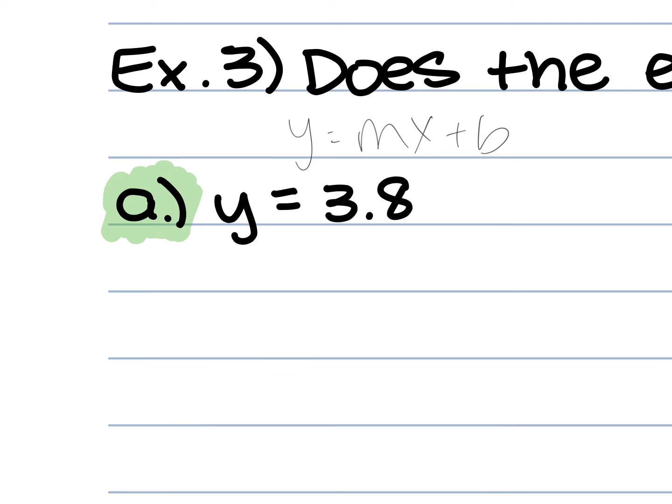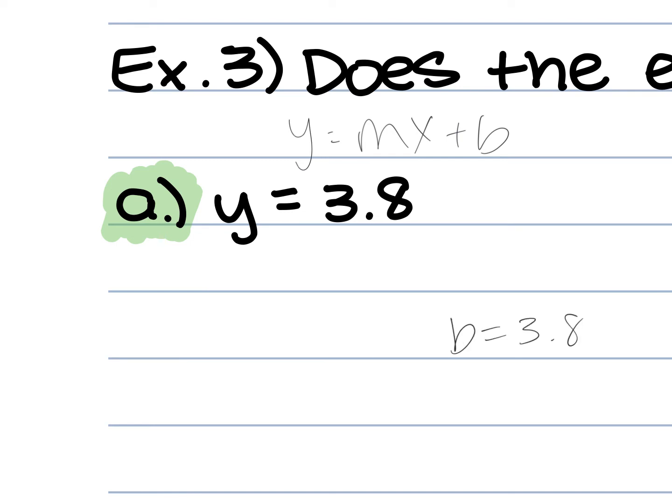Do you guys agree? Yes. Now, let's think about this. That 3.8, it's either my m or my b. What do you think it is? It's your m. You think it's my m? M always has what next to it? X. It's your b. So my b is 3.8.